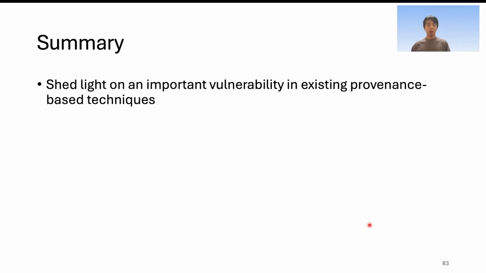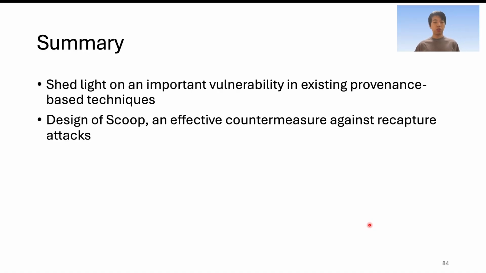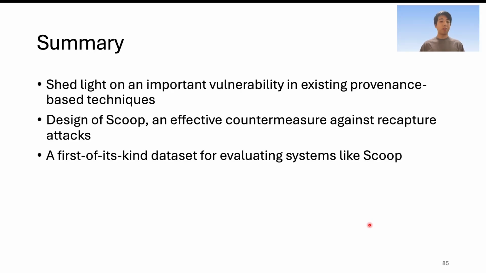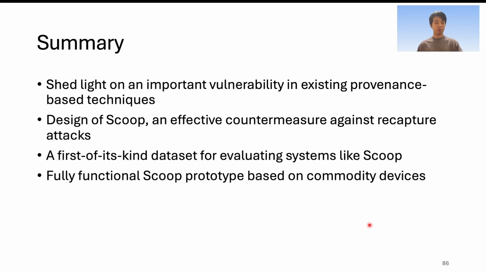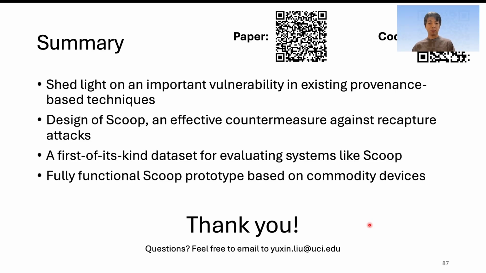In summary, we shed light on an important vulnerability in existing provenance-based techniques. We introduced the design of Scoop, which is an effective countermeasure against recapture attacks. We have also captured a first-of-its-kind dataset that is designed for evaluating systems like Scoop. We have also built a fully functional Scoop prototype based on just commodity devices. That will be the end of my presentation.